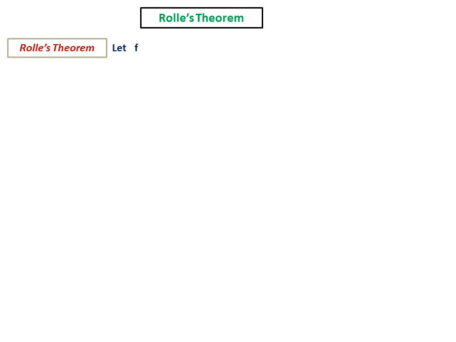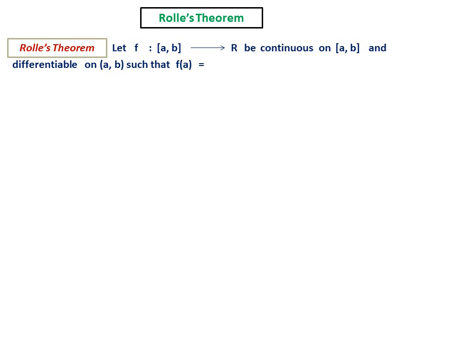See, let f from [a, b], that is a closed interval, to R, the real numbers, be continuous on [a, b], that is the closed interval, and differentiable on the open interval (a, b), such that f(a) equals f(b). This is the first condition. Of course, the first one is that it should be continuous. The second one is that it must be differentiable. The third one is f(a) must be equal to f(b).